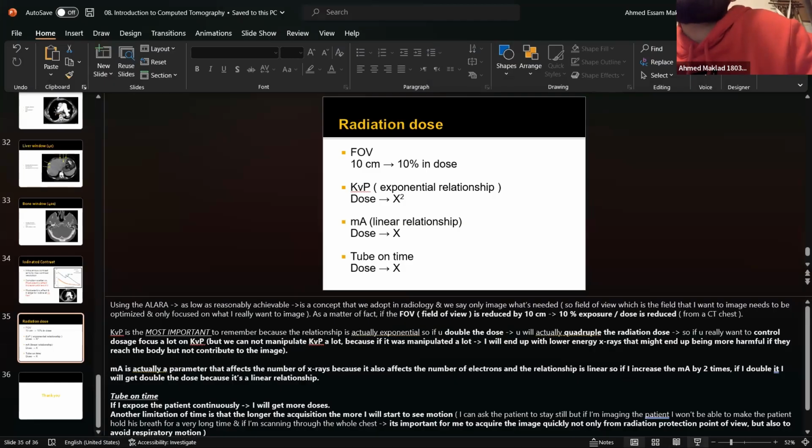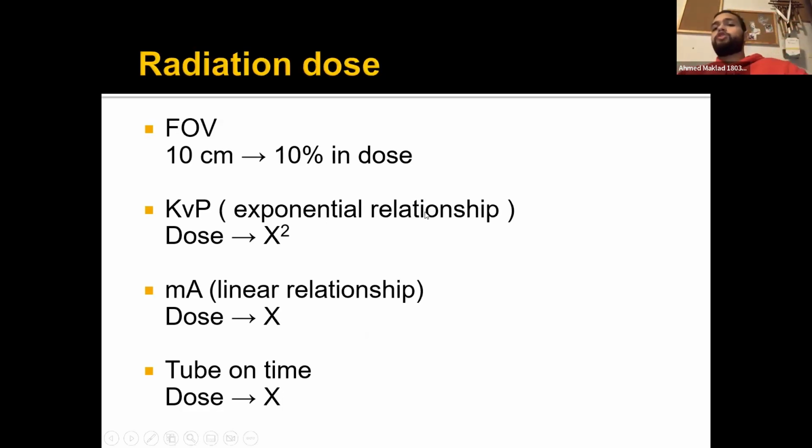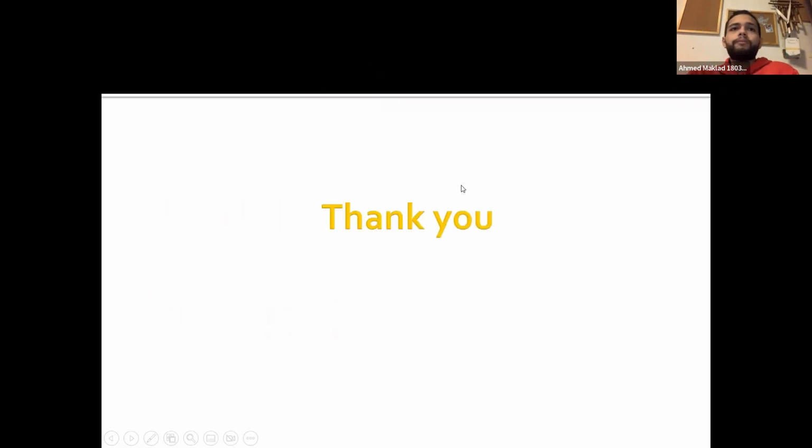I believe that by field of view here, do you remember the slit I talked about? I think that's what they're talking about: the more surface area the patient is exposed to radiation, the higher the dose. So if you increase the area that the patient is exposed to by 10 centimeters, you increase the dose by 10%. I believe that's what they mean. You're welcome. And that's the end of this lecture.